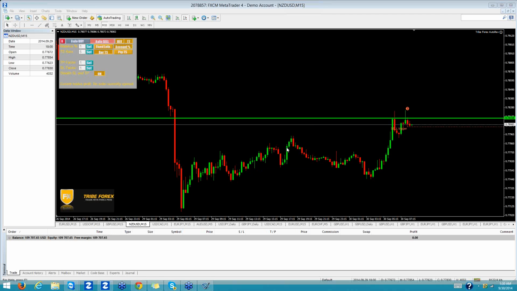So last week we did a euro-dollar sell at the double zeros. Double zeros is considered to be one of our areas of support and resistance. It's a pod.